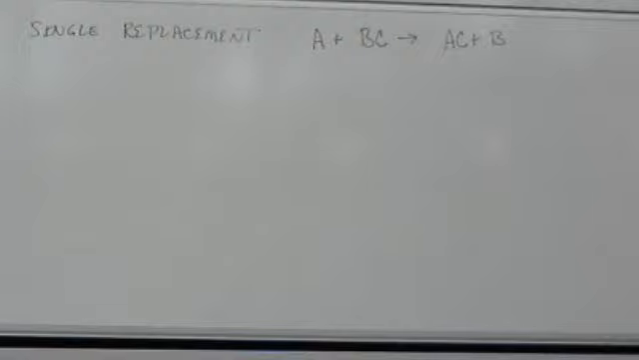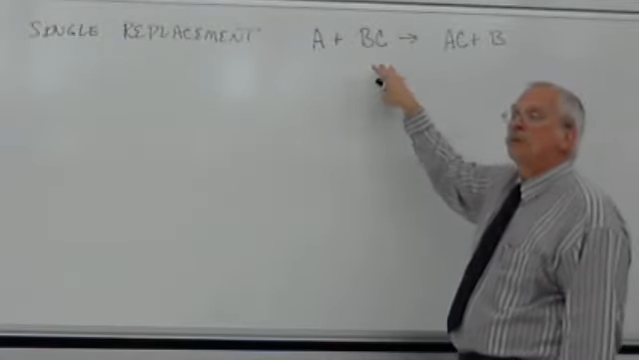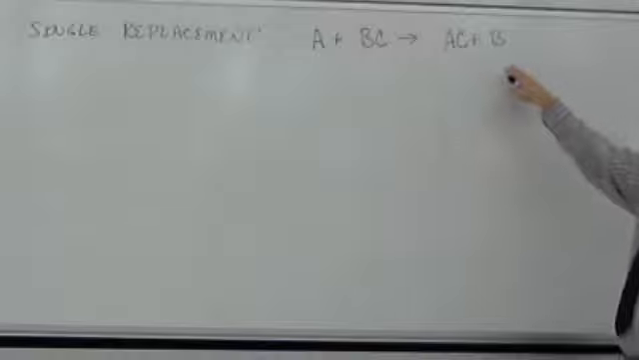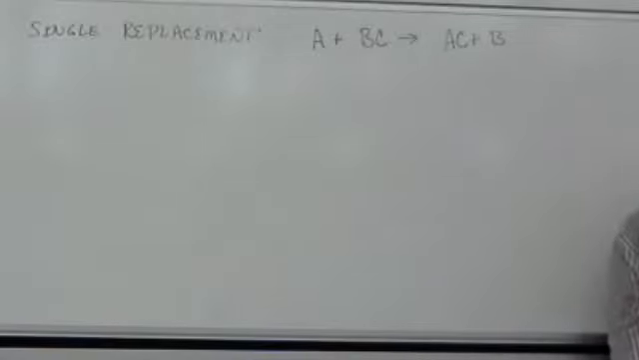On the reactant side, we have an element and a compound. That's how we recognize it. An element and a compound. Now, when you do this, it forms an element and a compound. But they're different in the process.